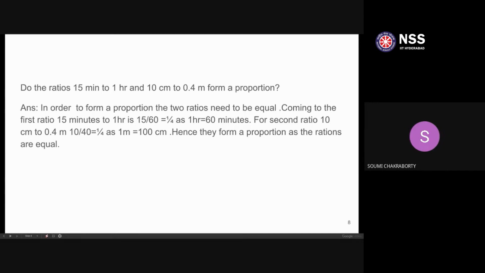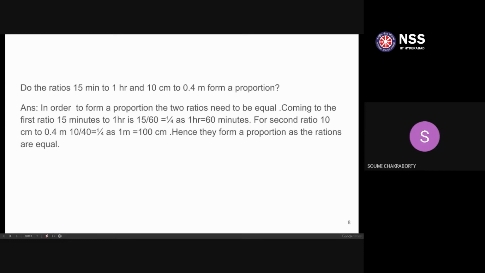So 15 minutes is basically just 1/4 of an hour, which gives you 1/4 as the ratio. And similarly, 10 centimeter gives you 10 by 40 once you convert 0.4 meter to centimeter. You get 10 by 40, which is 1/4 again. Hence, even though these items are not of the same type, the ratios turn out to be the same, and hence these items are in proportion.